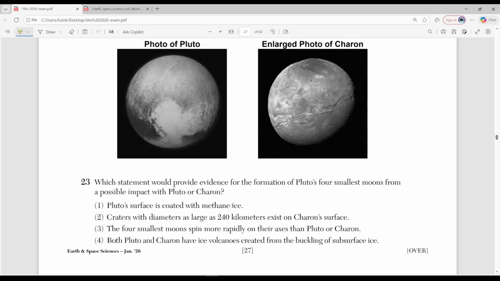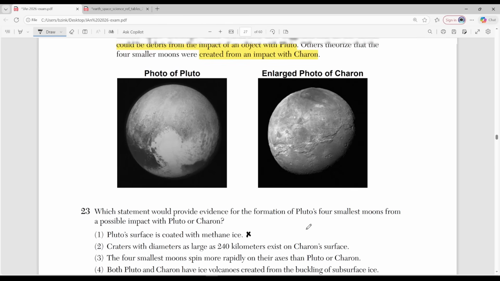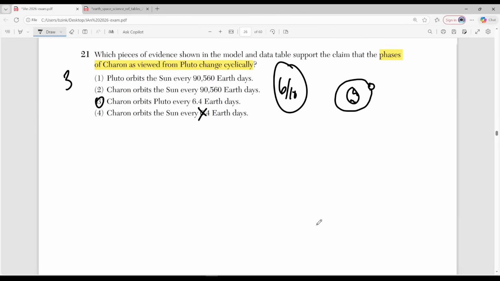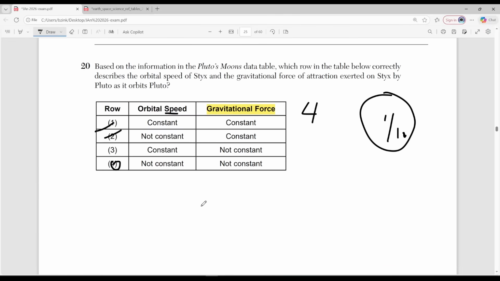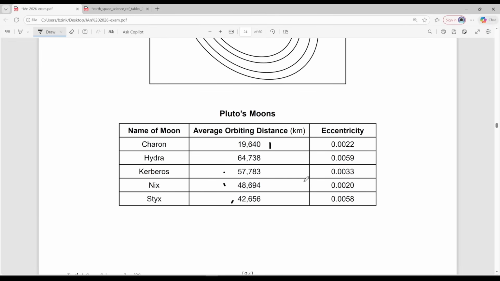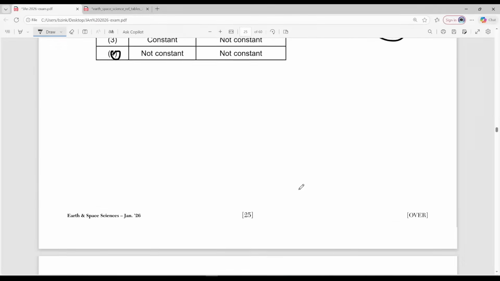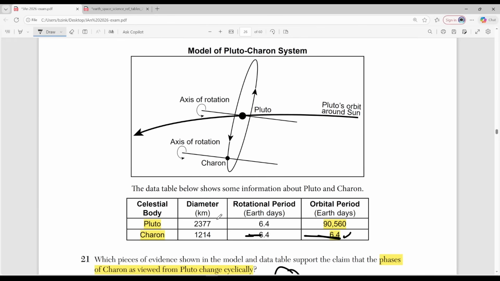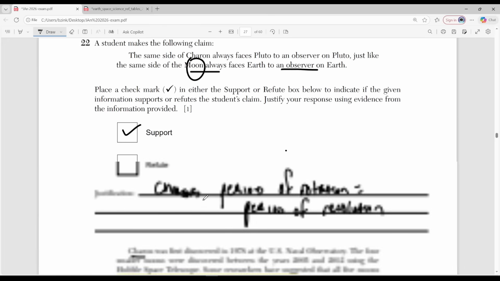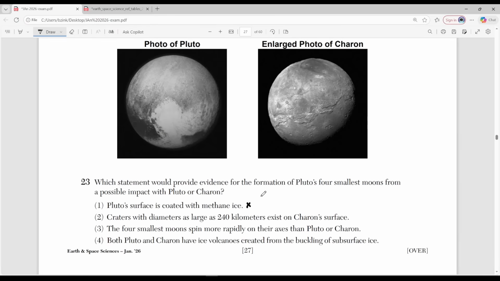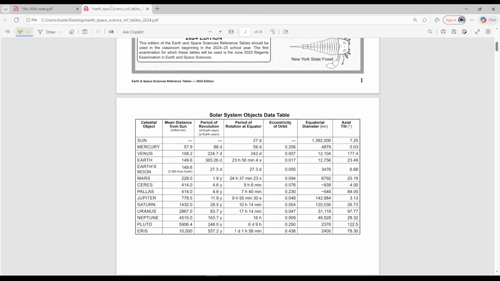Pluto's surface is coated with ice. I don't think that would matter. I'm going to say that's probably... Craters with a diameter as large as 240 kilometers exist on Charon's surface. Does it say size here? Going all the way back up here to get these? But it doesn't tell us anything about 240 kilometers. Oh, diameter, 2,000. I don't know why that would help us. Is on Charon's surface? I just see something.